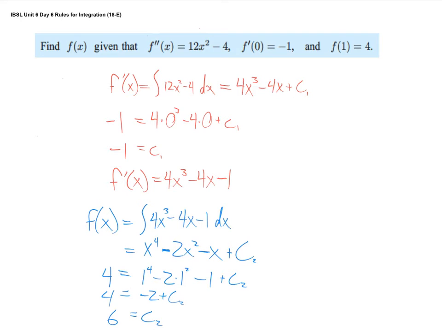And now I know that f of x is x to the 4th minus 2x squared minus x plus 6. Okay? Does that make sense? Okay.